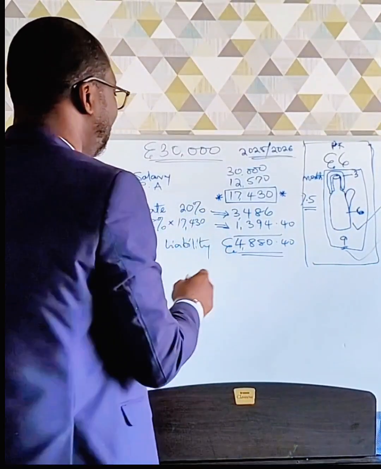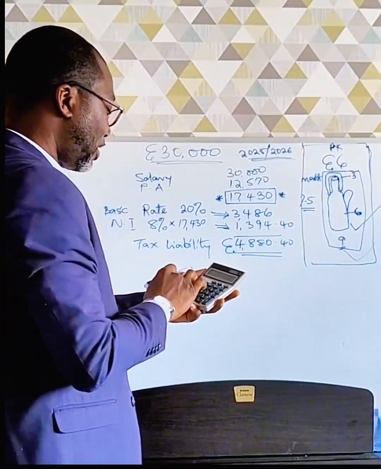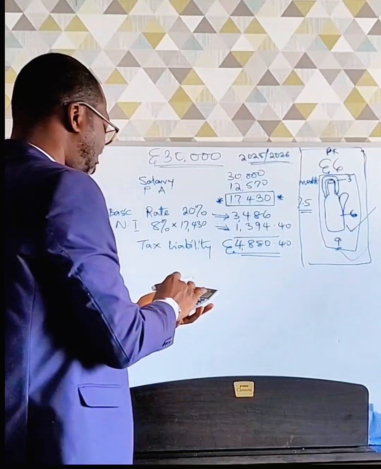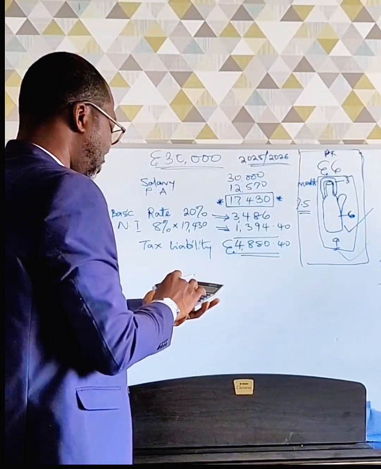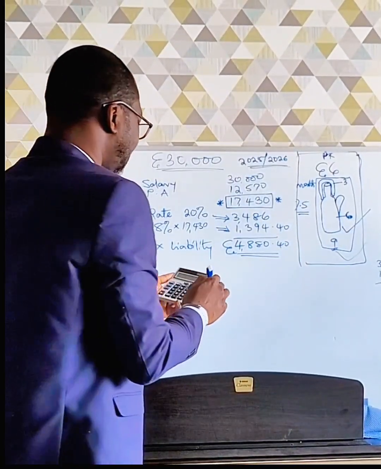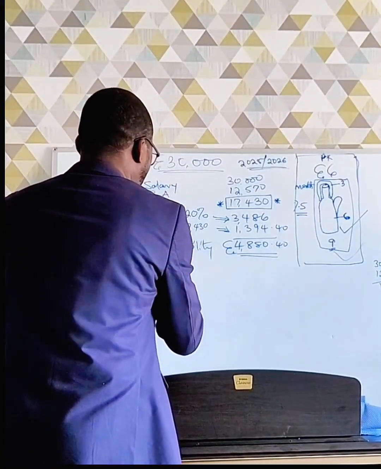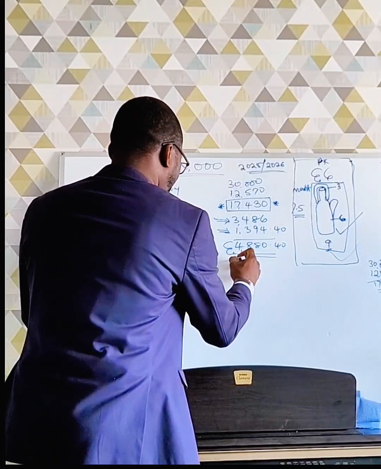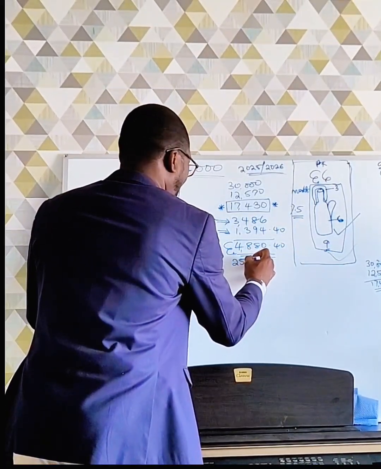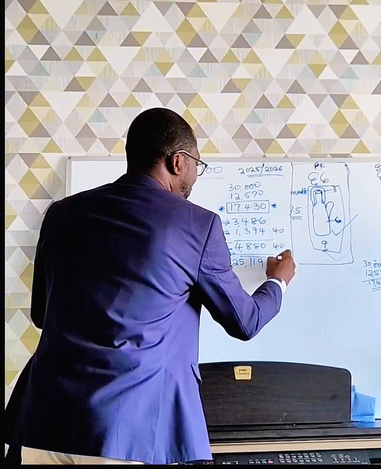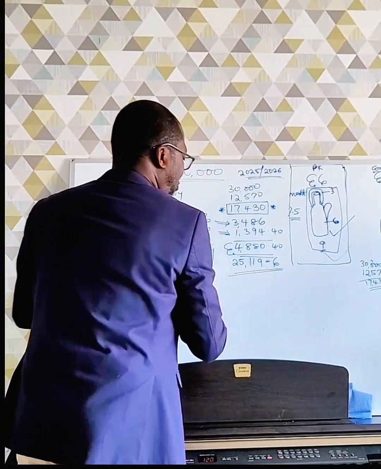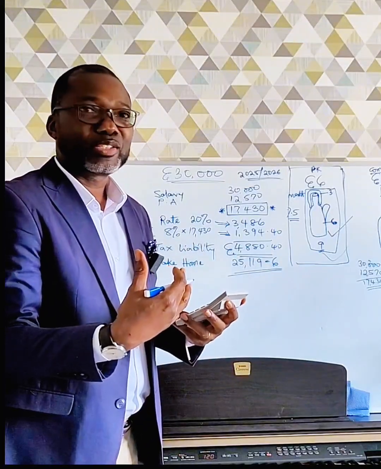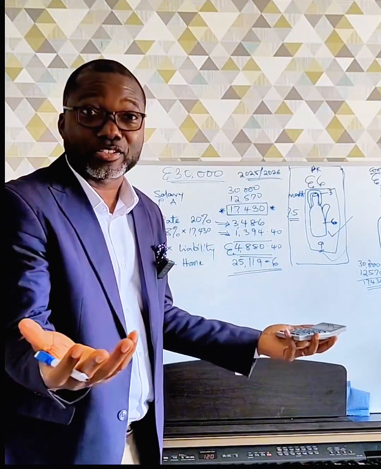Let's know how much is going to be your take home for that year. That is 30,000 minus 4,880.40. Okay. Yeah, your take home will be 25,119. So I'm trying to show us how we can reduce our spending costs if you have the chance, right?